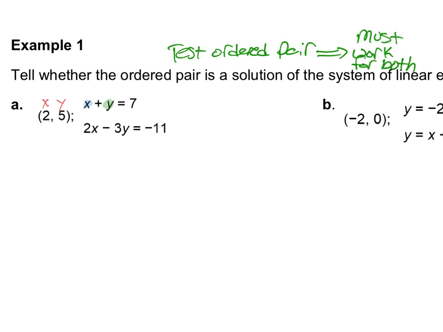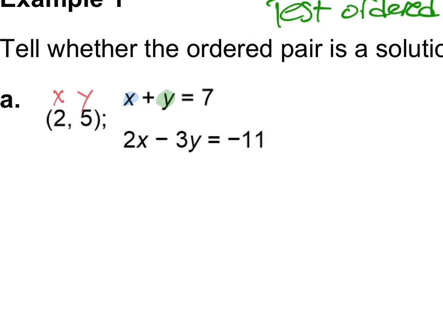So here we go. Let's zoom in on this first one, and let's go ahead and try this. For the first equation, I'll call this equation number 1, 2 plus 5, and we want to check, does that equal 7? 7 equals 7, so that works.